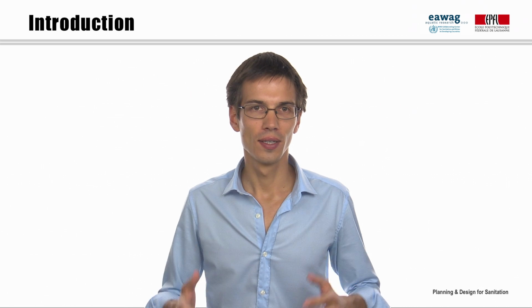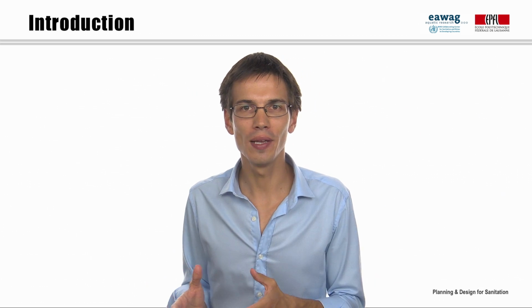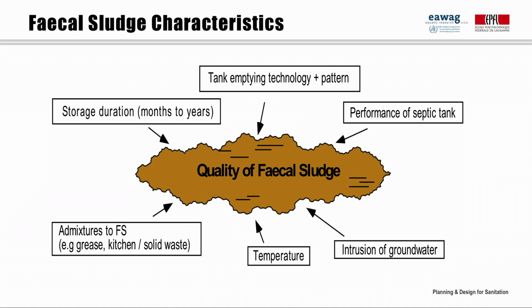Sludge is a very variable product. It can be fresh, old, stabilized, unstabilized, thick, diluted, yellow, black. What is sure is that it is much more concentrated than wastewater. Let's consider, for example, fecal sludge, meaning the sludge coming from on-site sanitation technologies such as pits or septic tanks.